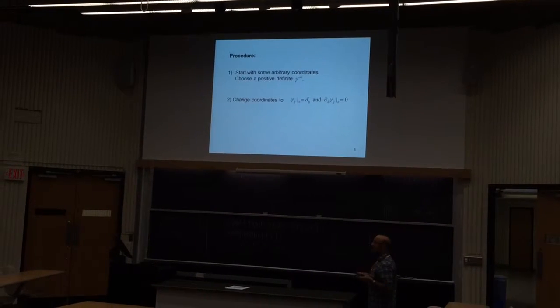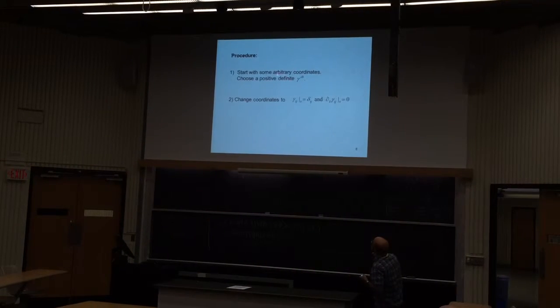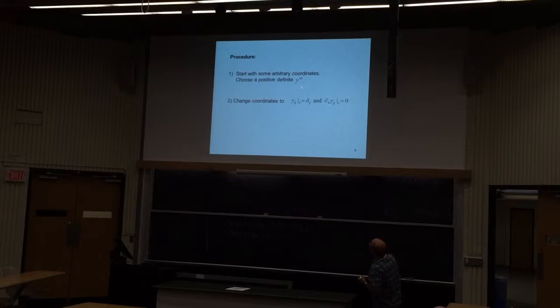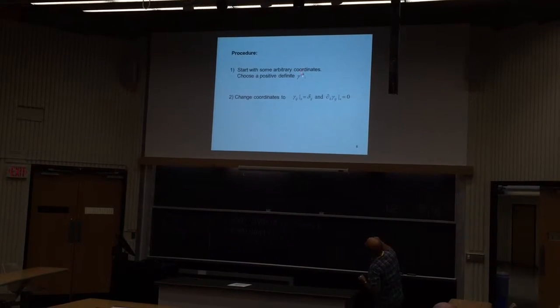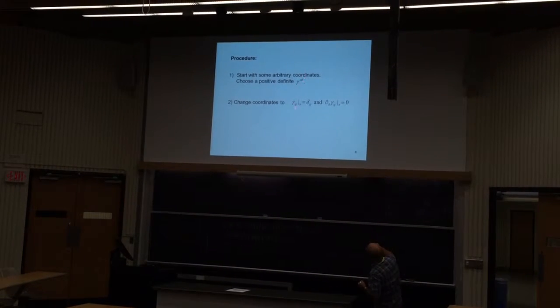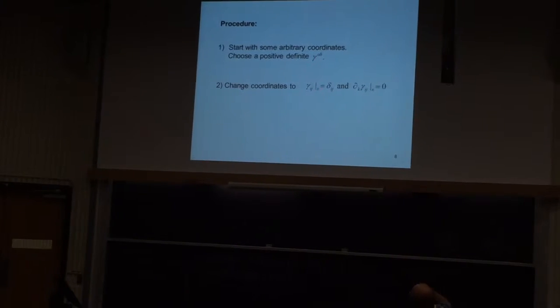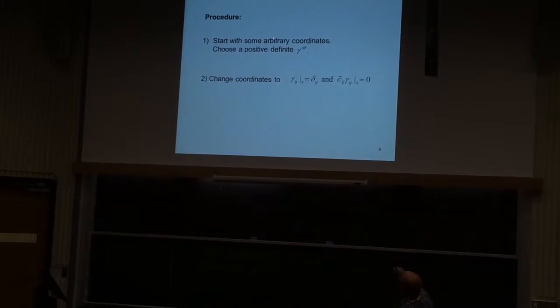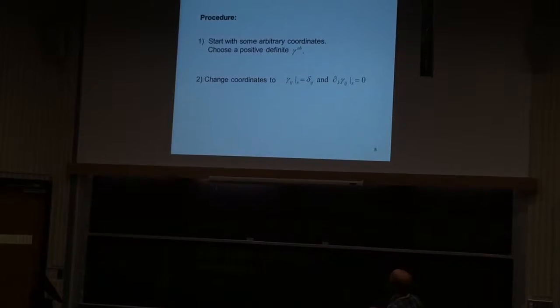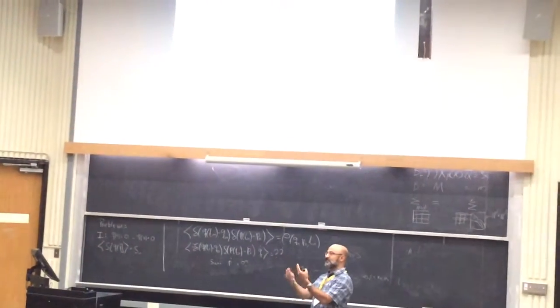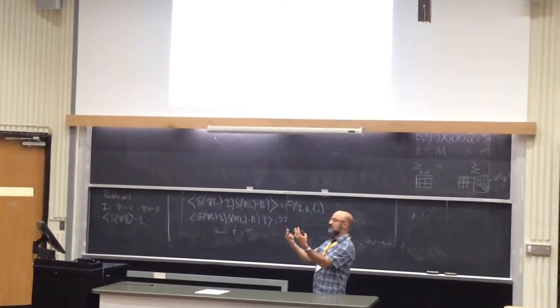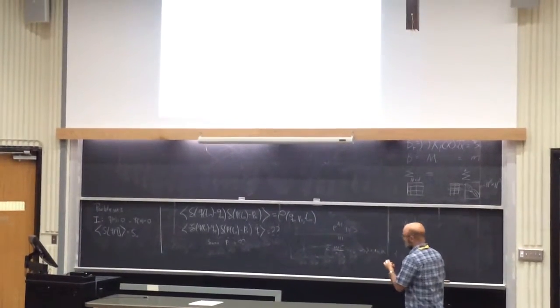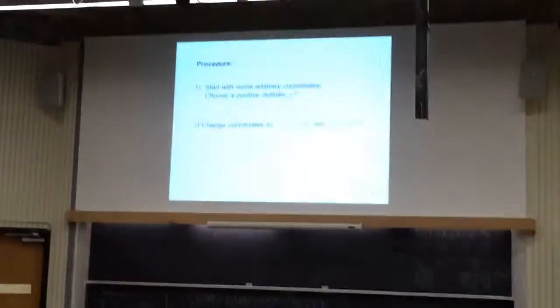Is that a positive definite? Is that the inverse, since you have the indices upstairs? Yes, very good. The indices upstairs and downstairs are inverses of each other. And by positive definite, what I mean is that if you were to multiply this by two vectors, for any two vectors, you always get something positive. Well, so you change coordinates.